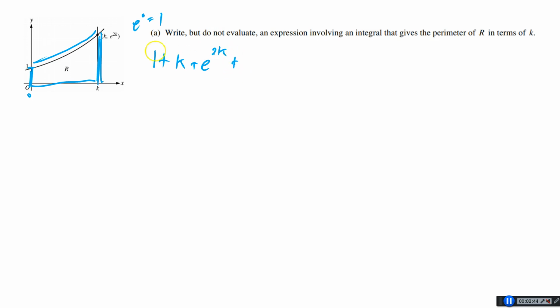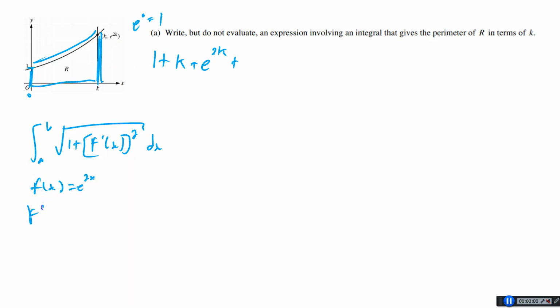Okay, and then we have to add to that the length of the curve right here. So remember, curve length: integral from a to b, square root of 1 plus the derivative squared, dx. Okay, so the derivative of e to the 2x. If f of x equals e to the 2x, then the derivative is going to be leave it alone, and then multiply by the derivative of the baby function, which is 2. So 2e to the 2x. So what we have here is the integral from 0 to k, square root of 1 plus (2e to the 2x) squared, dx. That should be the perimeter.